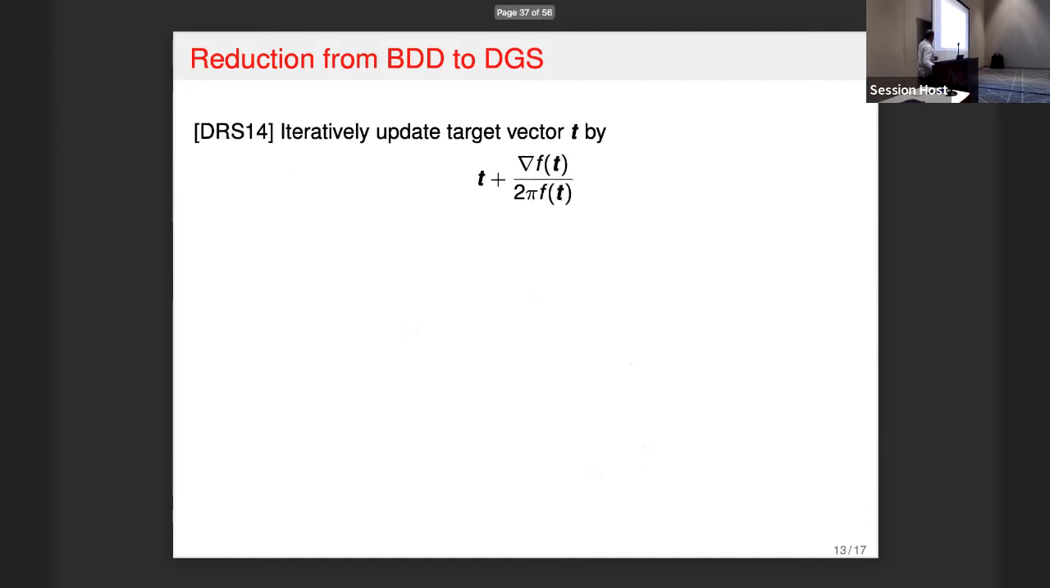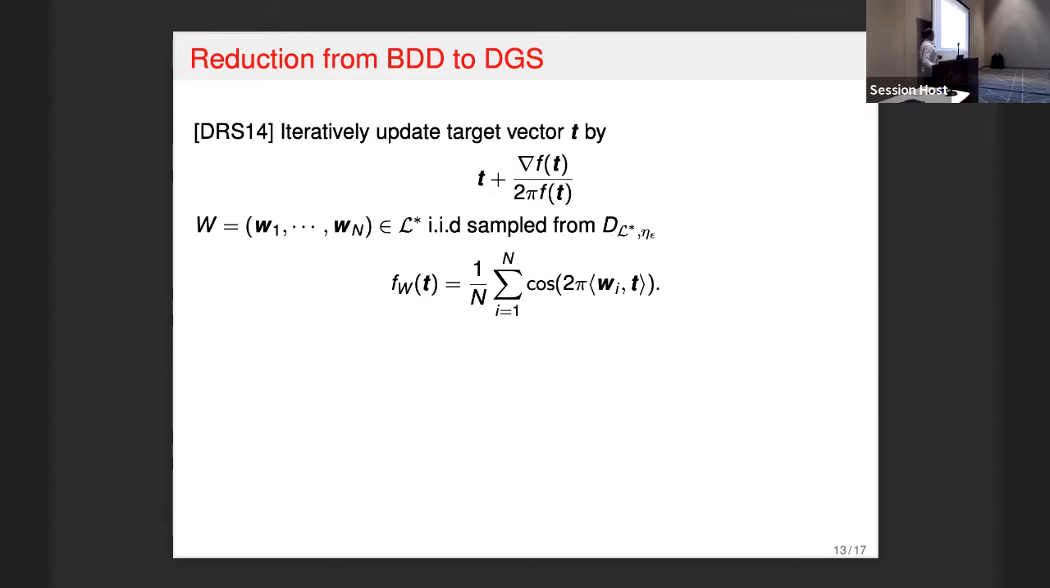So they try to do a hill climbing process to go to the nearest lattice vector by updating the target vector. They apply the formula T plus the partial derivative of f of T divided by 2 pi f of T, and they show that within a constant number of updates, we will reach the target vector, given the promise of the BDD problem. But you have already seen that computing f of T is exponential, or it requires many samples. So we can approximate the value of f of T by using a finite number of samples from this dual lattice.